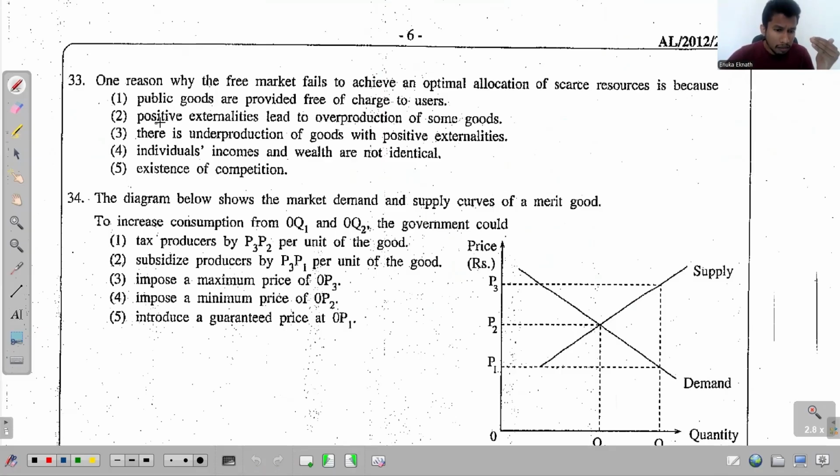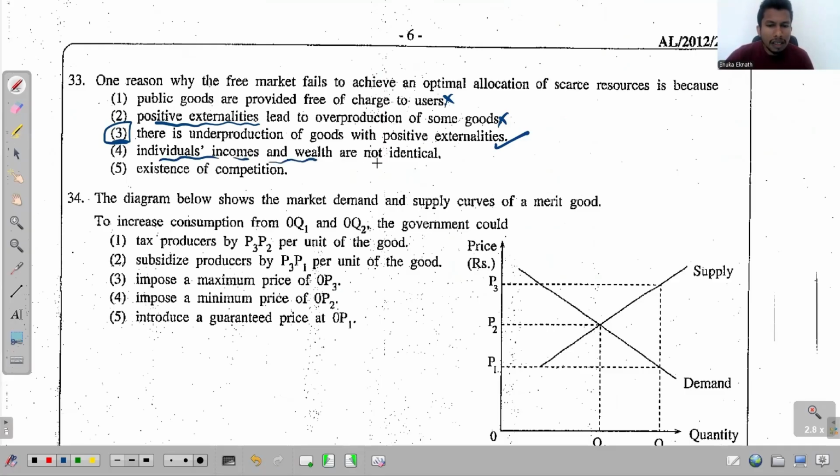But here you see the opposite. Positive externalities lead to overproduction of some goods. No, it leads to underproduction of some goods. So the opposite of this one is true. So there is underproduction of goods with positive externalities. That is the answer. That's what we discussed. But anyway, let's go through the other two as well.